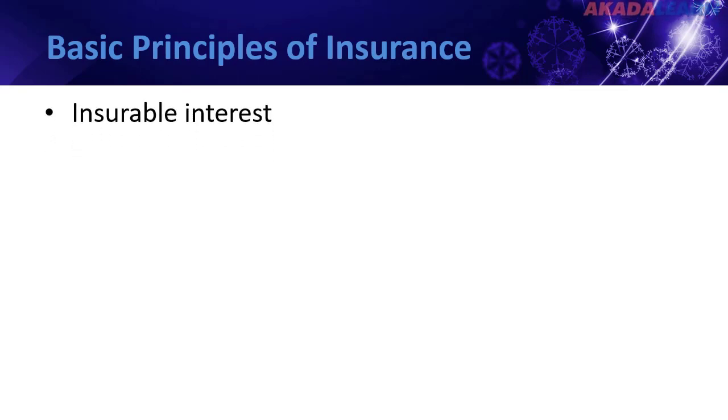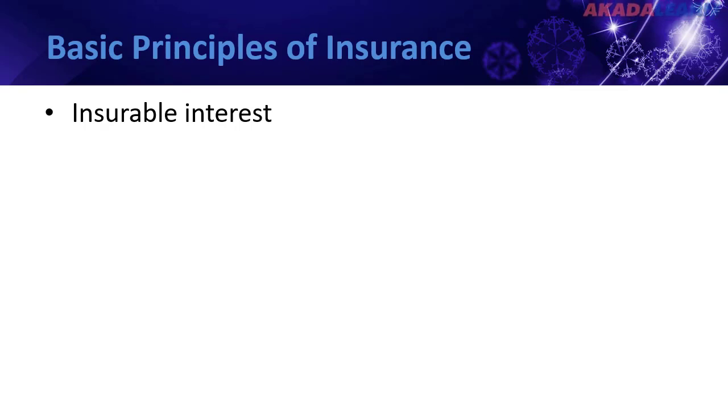Now let's look at the basic principles of insurance. The first we have is insurable interest. This principle states that a person can insure properties that will bring loss to himself alone and not to another person. E.g., a person cannot insure the building of his neighbor. A person cannot insure the vehicle of his neighbor, but a person can insure his own building, his own vehicle, his own life, etc. So it means that the person being insured must have an interest in the property being insured.